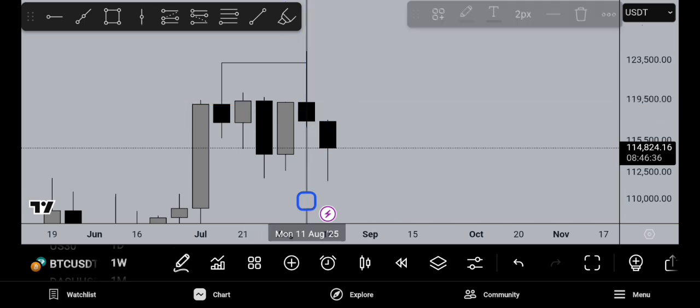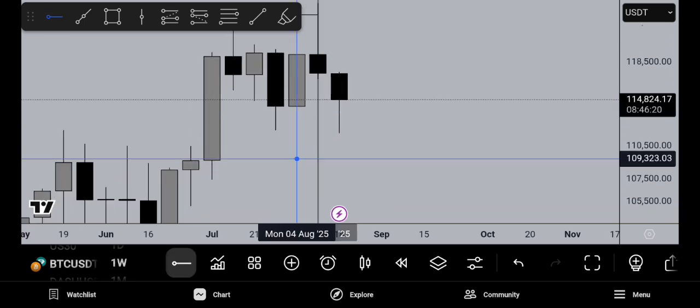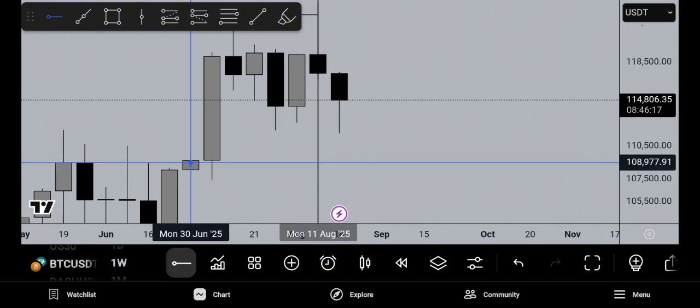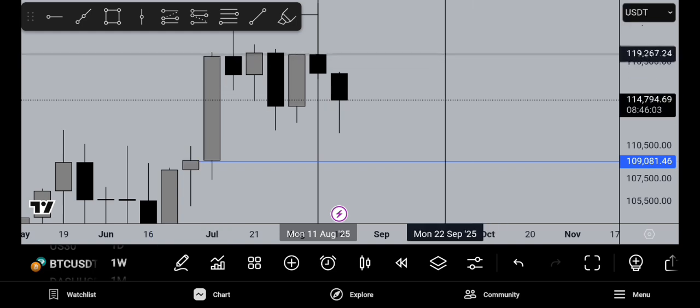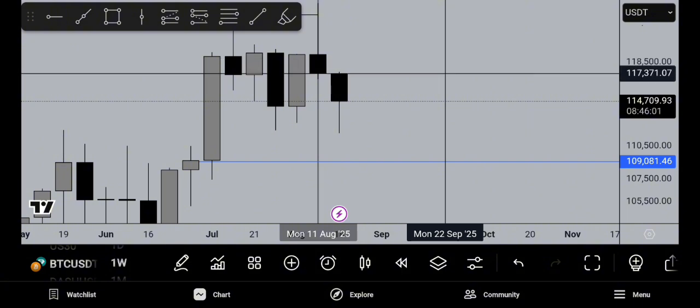All I want to see next is this current candlestick close below this. If I want to see Bitcoin going down to around 109,000, this current candle should close below this closing price and this opening price of the previous week.